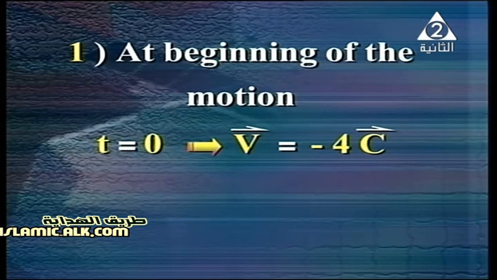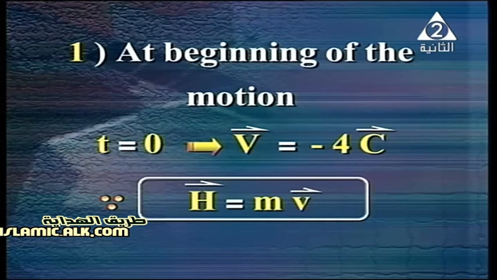What is the momentum of this car? h vector equals m times v vector, mass times velocity vector. What is m? 2 tons. We convert 2 tons to kilograms, which equals 2,000. Then h equals 2,000 times negative 4c. The answer is negative 8,000c.